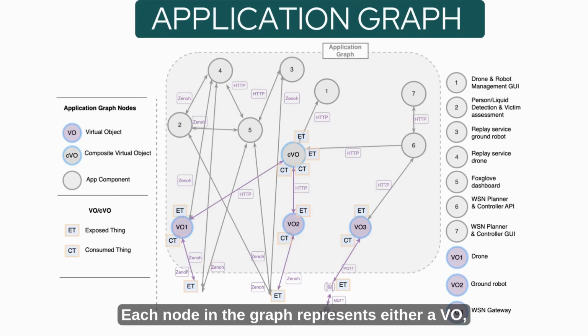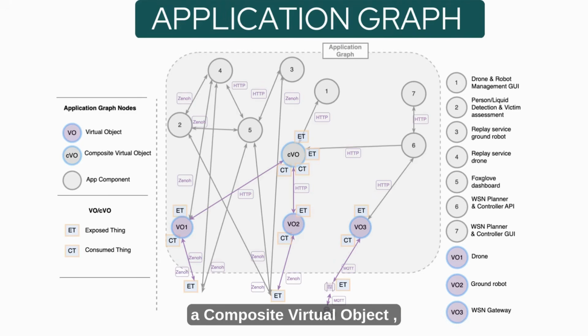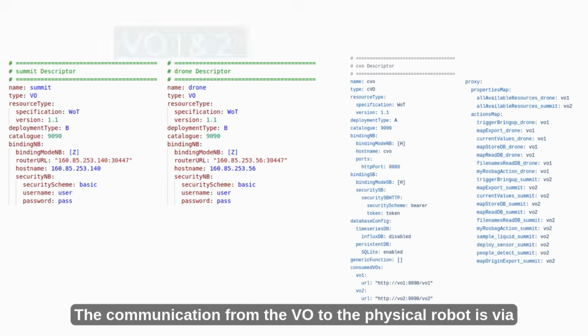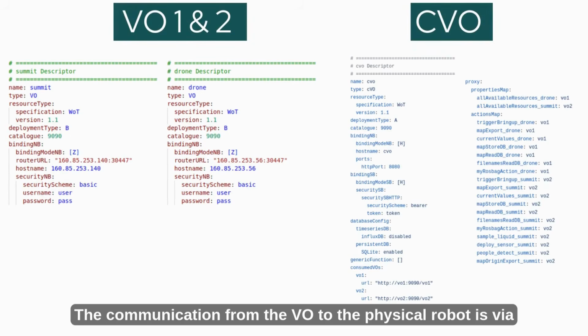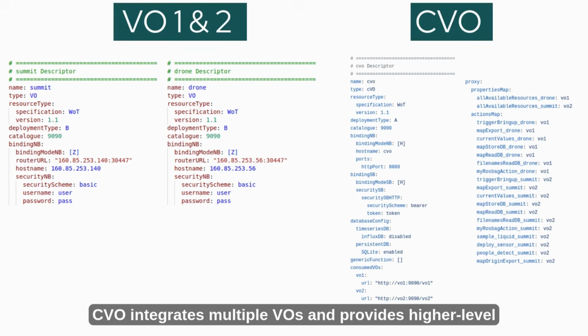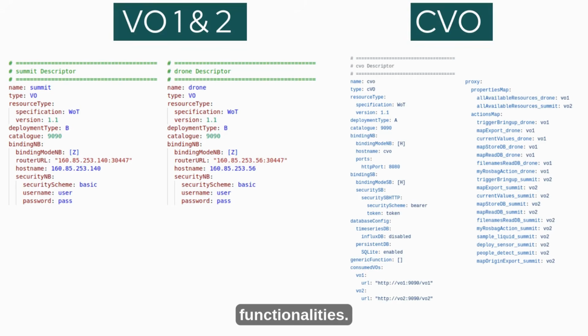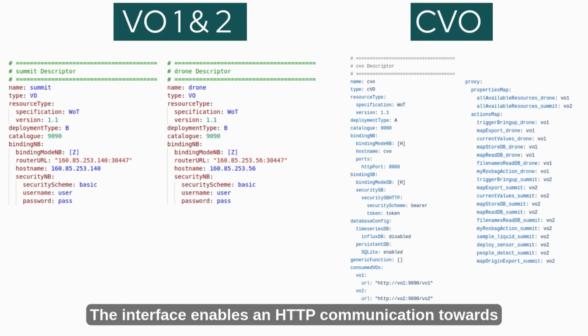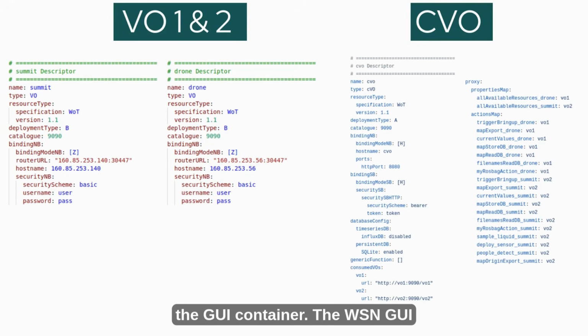Each node in the graph represents either a VO, a composite virtual object, CVO, or an application-level component. The communication from the VO to the physical robot is via Zenoh protocol. CVO integrates multiple VOs and provides higher-level functionalities. The interface enables an HTTP communication towards the GUI container.